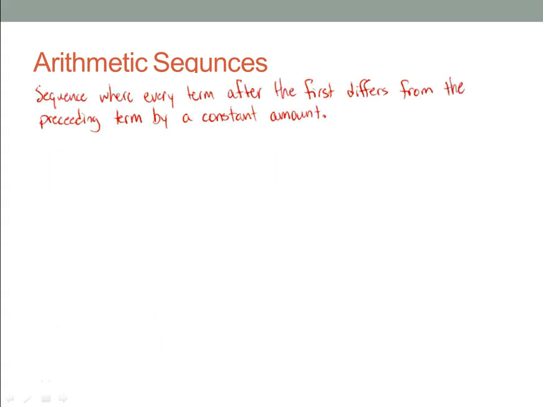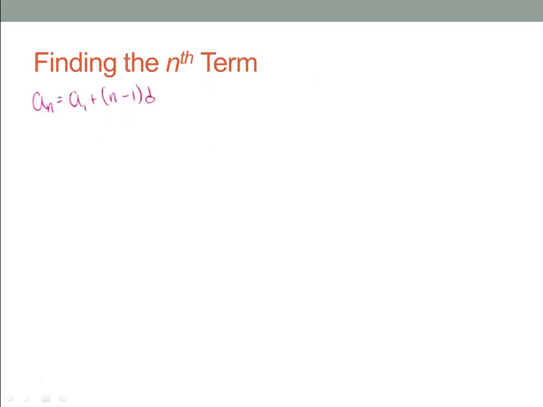So, arithmetic sequences. They're just sequences where every term after the first differs from the preceding one by a constant amount. This constant amount is the common difference. This is super straightforward, ladies and gentlemen. We want to first find the nth term.